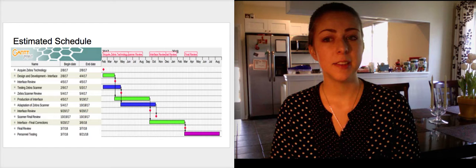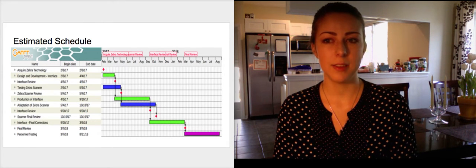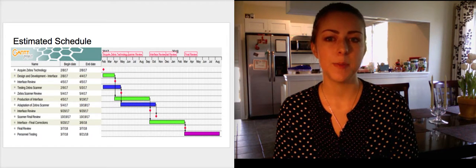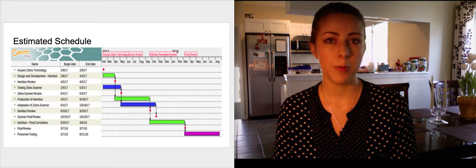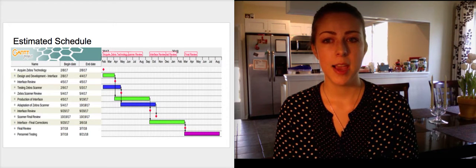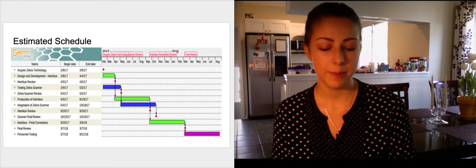The estimated schedule can be seen here. The total development time of the scanner and interface has been estimated to take approximately 18 months. The timeline is broken up by formal review processes at crucial junctures that could result in expanding the timeline.